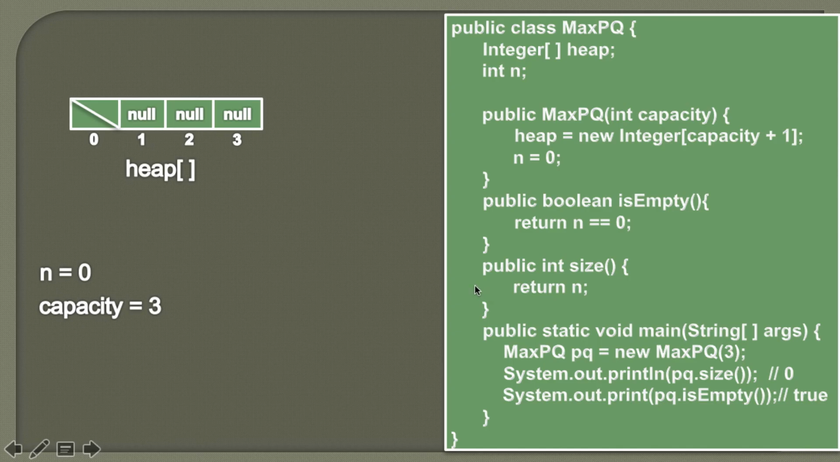The only understanding we need is that a max priority queue is basically implemented through an array, which we name heap here, and we create an integer value n which keeps track of the number of elements currently in this heap array. So friends, this was a demonstration of these few methods. Now let's go to Eclipse and see the working of this code.